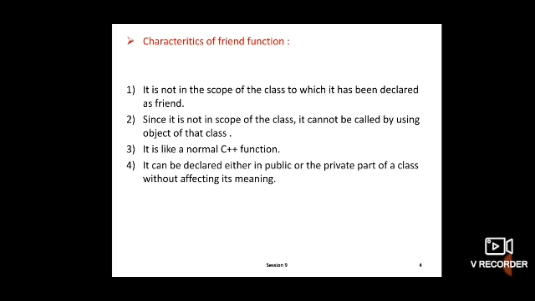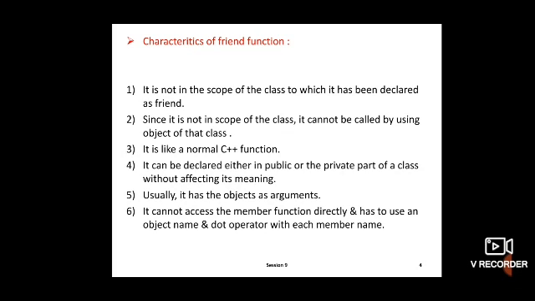It can be declared either in the public or the private part of a class without affecting its meaning. Access specifiers do not matter: whether the function is declared in public or private, once declared as a friend, you can access it anywhere. Usually it takes objects as arguments, meaning whatever arguments are passed to that function are also objects.